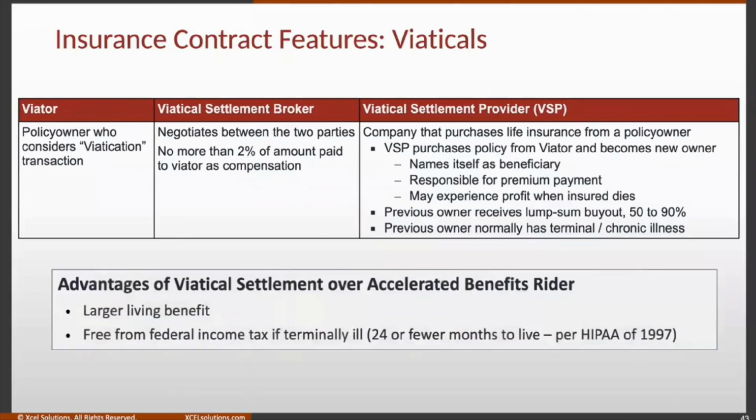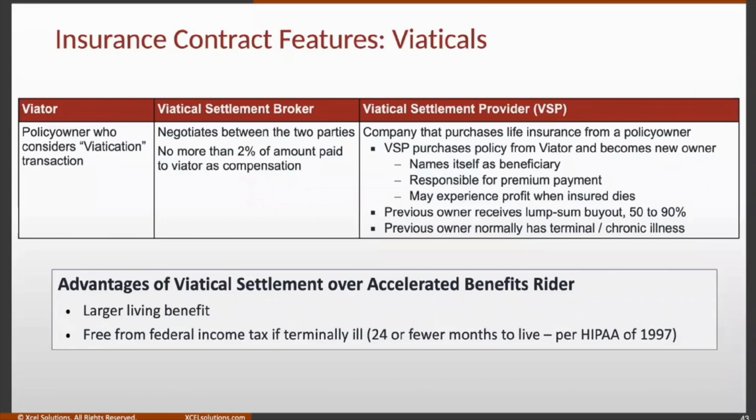Now, the advantage of a viatical settlement company over an accelerated benefits rider on their own life insurance policy is that they could negotiate a larger living benefit. They never used to, but now they do, because the accelerated benefits rider is competition for that. So now they do negotiate a much larger payout than what they were doing prior to regulation of these viatical settlement companies.